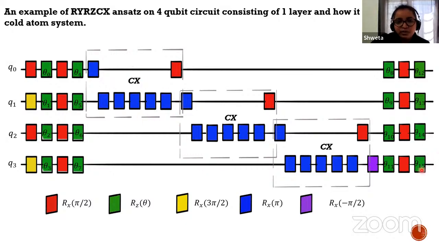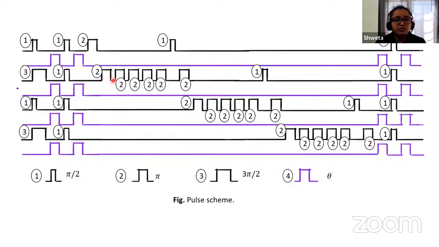And now I'll be showing, just for idea purposes, how the pulses can be applied. This is a pulse scheme. In black, we can see the Raman pulses which will be applied, and in the purple shade, we can see the Rydberg pulses which will be applied for various times. These first pulses denote the pi by 2 pulses, the second denote the pi pulses, and the third are the 3 pi by 2 pulses, and these purple pulses are the various thetas which will be applied.